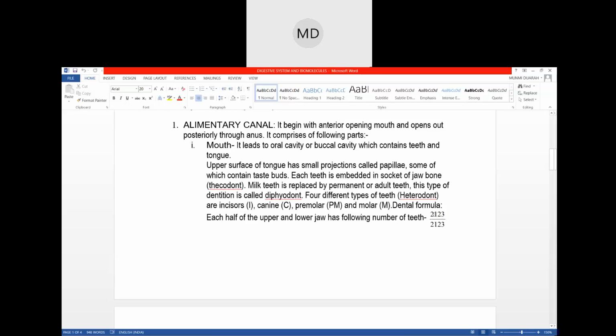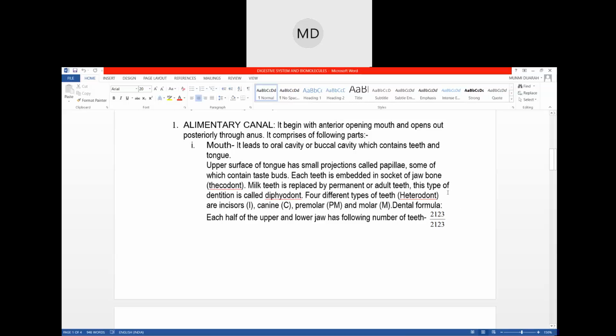on your upper jaw, total number of incisors is 2 plus 2, 4. On the upper jaw, canines is 1 plus 1, 2. Then premolars is 2 this side and 2 that side, so it will be 4. And molar will be 6, 3 on the left side, 3 on the right side, 6. Same for the lower jaw also. Okay, same formula for the lower jaw also: 4 incisors, 2 canines, 4 premolars, and 6 molars.